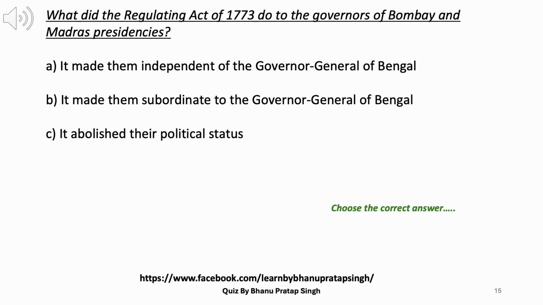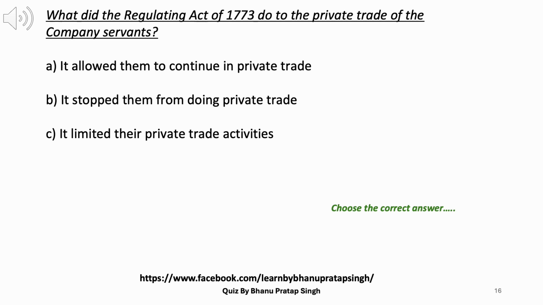Answer B. It made them subordinate to the Governor General of Bengal. 16. What did the Regulating Act of 1773 do to the private trade of the company's servants? A. It allowed them to continue in private trade. B. It stopped them from doing private trade. C. It limited their private trade activities. Answer B. It stopped them from doing private trade.